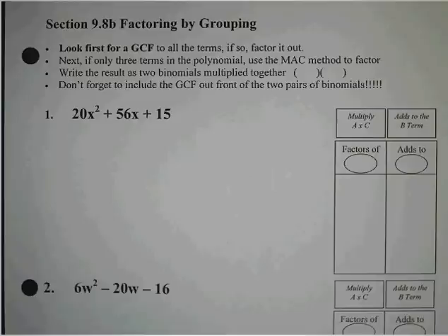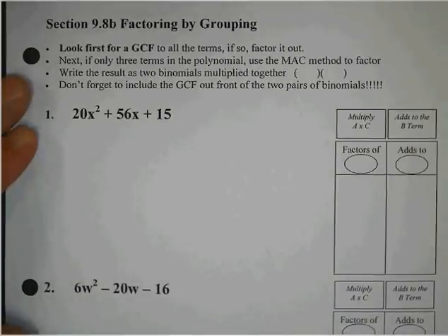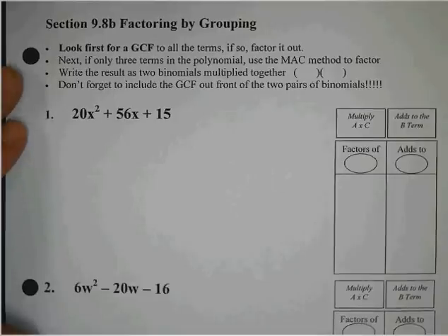So, our overarching idea today is, if at all possible, before you start a problem, look for a GCF. So between 20 and 56 and 15, is there a GCF? No. Any GCF there? No. All right, but you want to try, because if there might be a GCF, it would be nice. My point is, you always want to look for one. Sometimes it's going to be there, sometimes it won't.